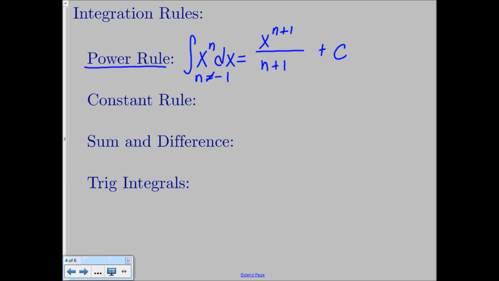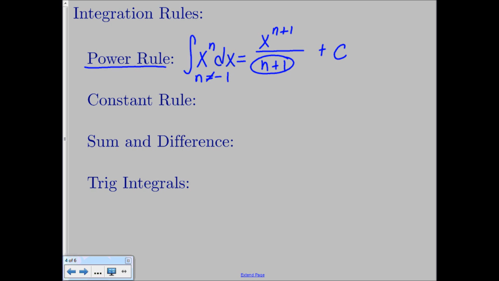It doesn't work when n is negative 1 because then you would get a 0 in your denominator. You'll learn what the antiderivative of x to the negative 1 is when you get further on. It's one of the first things you're going to learn in Calc 2. Then just like we had constant, sum and difference, and trig rules for differentiation, we have them for integration as well.